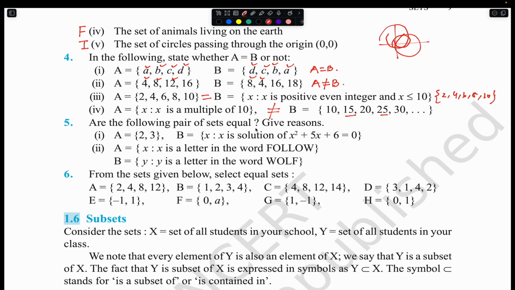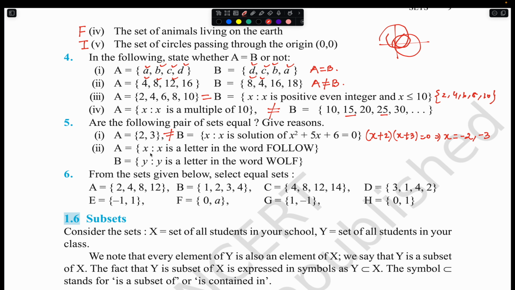Are the following pair of sets equal? Give reasons. So here you have two elements, 2 and 3. So you have to find the two elements inside set B. So the equation is x square plus 5x plus 6 is equal to 0. And if you try to solve this equation, you can factorize this as x plus 2 into x plus 3 is equal to 0. So the values of x that are going to be satisfying this equation are minus 2 and minus 3. So clearly here in A, you had 2 and 3 as elements. Here in B, you have minus 2 and minus 3 as elements. So these two sets are not going to be equal, right?